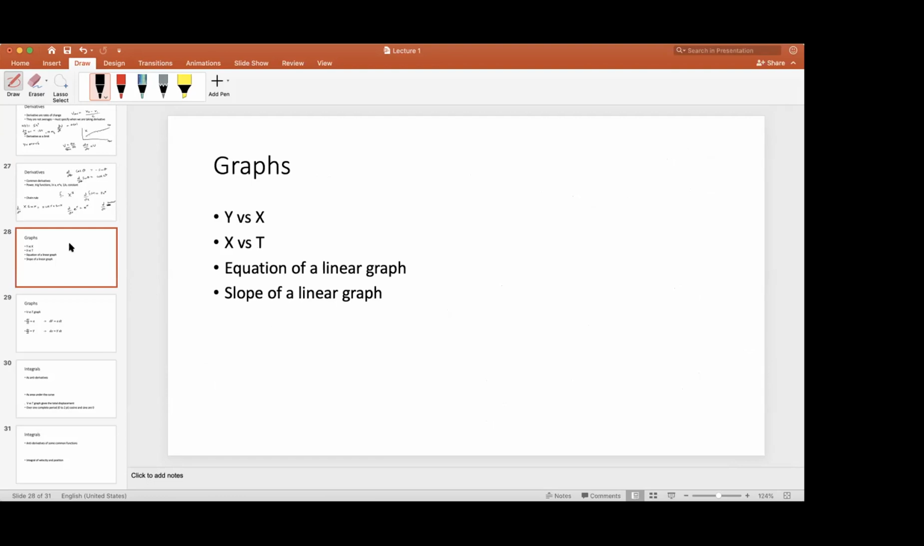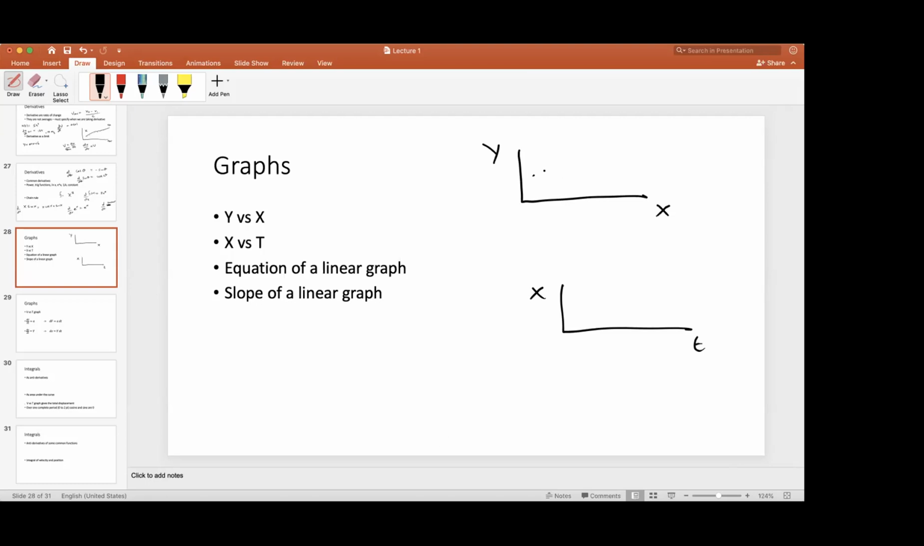So we can't lose sight of the fact that we are doing physics, we're doing science. We are taking observations about how things work and making predictions. And how you store that data is in a graph. I want to make it really clear that when we say y versus x, or we say x versus t, we mean exactly that. We mean y versus x, or we mean x versus t.